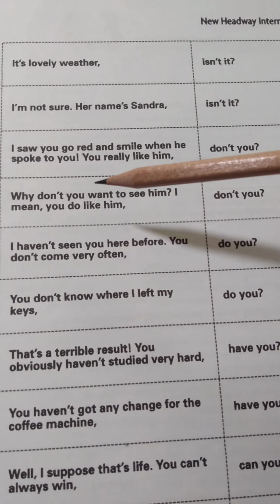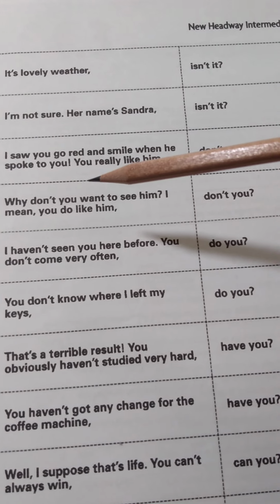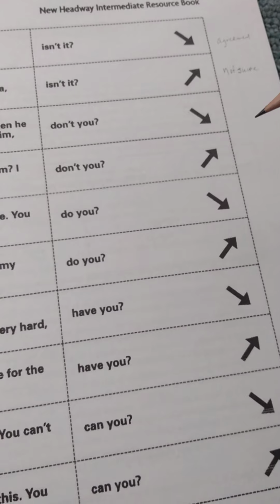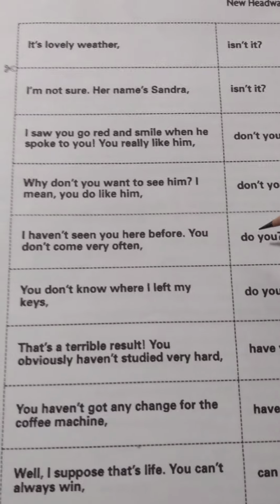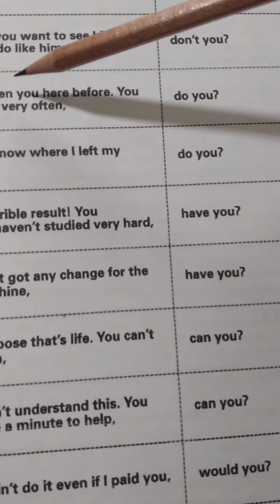I think you like him, don't you? Don't you, when you go up? I thought you did, but maybe you don't. All right, so when you're using the falling tone, it means you agree. When you rise, you're not sure.